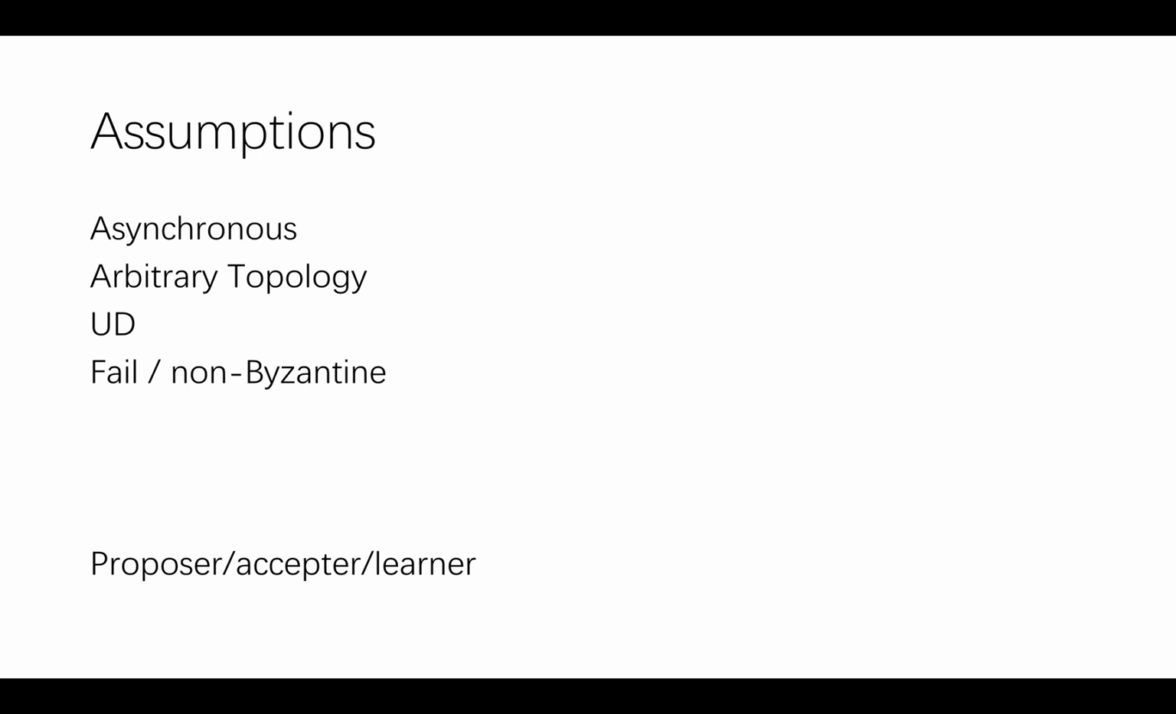We also model each process to have three functions: the proposer to propose values to others, the acceptor to accept values from others, and the learner to learn the final decision.